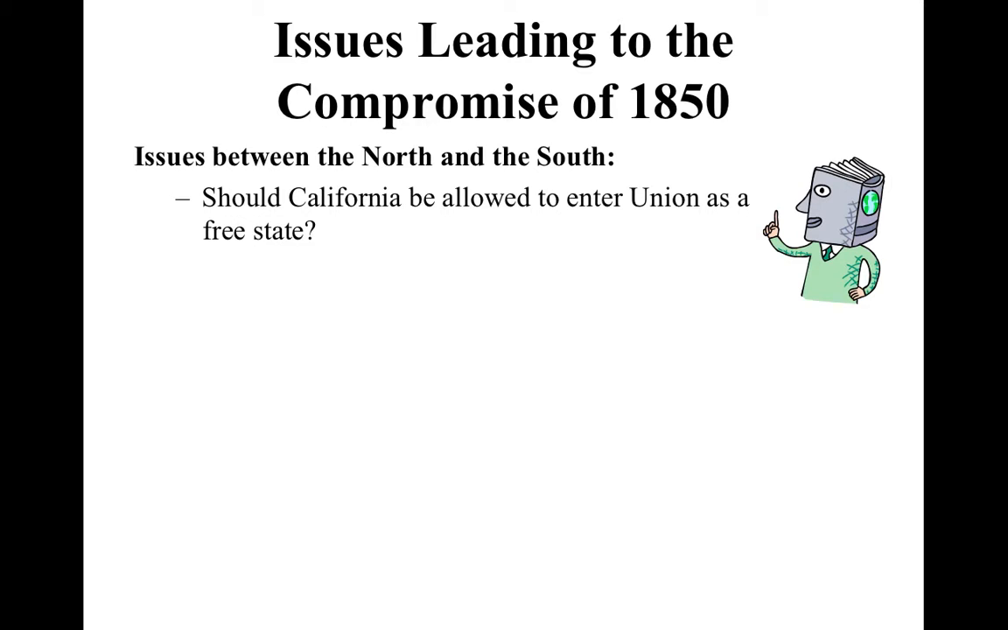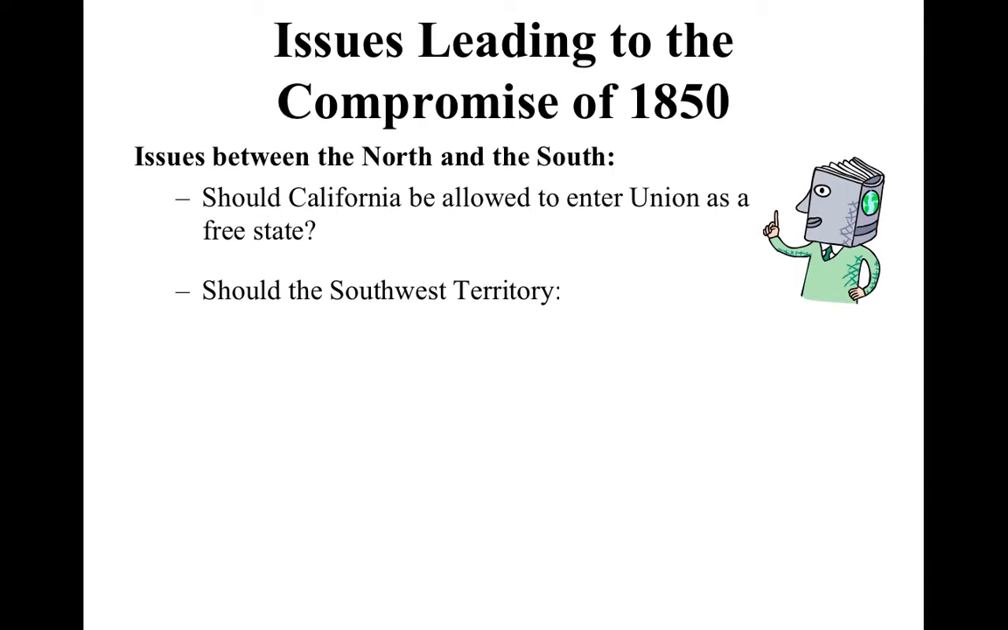The state had not allowed slavery because they wanted their miners to still have jobs and they didn't want their jobs being replaced by slaves. So they wanted to enter the Union as a free state. But if California enters the Union as a free state, it would upset the balance of slave states and free states. And then you have the issue of the Southwest Territory.